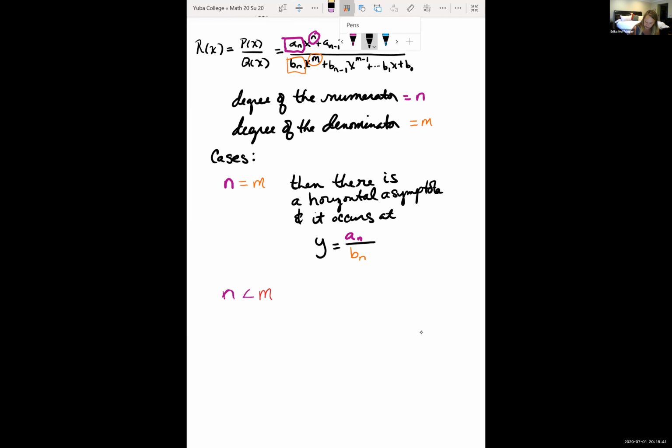So then, again, there is a horizontal asymptote. I'm going to call it HA from now on, so I don't have to write it out. And it is at y equals 0, the x-axis.